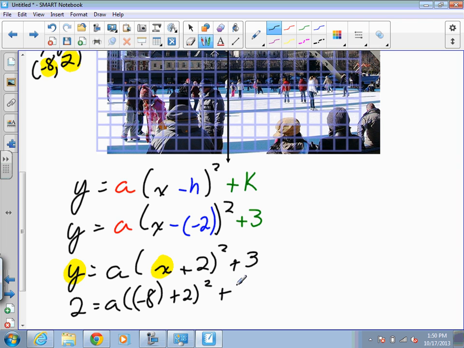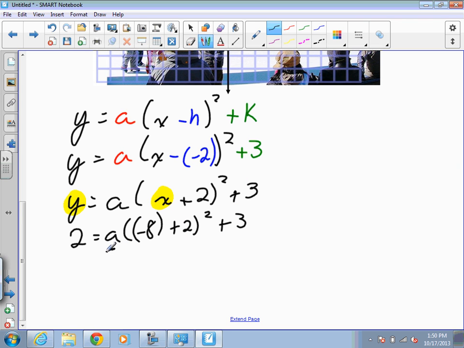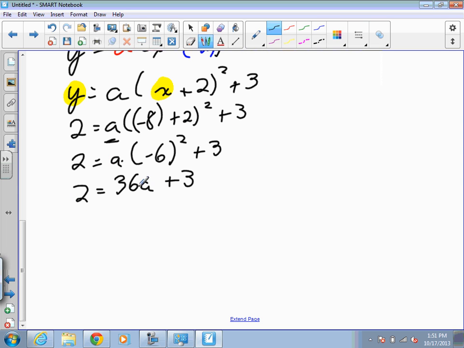Now the only variable left is a. So we can isolate for our a. So we go through BEDMAS. What's -8 plus 2? Right? So we have -6, and it'll be squared. What's -6 squared? Okay. And when we multiply it by a, we usually write it in the form of 36a, right? Plus 3. The goal is to isolate a, so when I bring 3 over, what does it become? Okay. So 2 minus 3 is equal to 36a. This becomes negative 1 is equal to 36a.